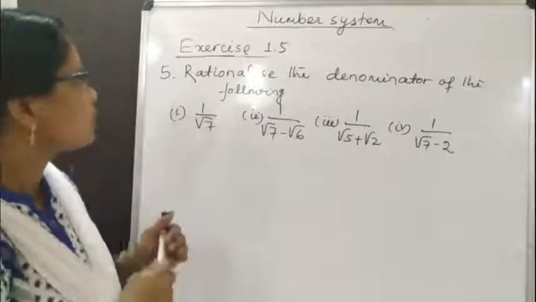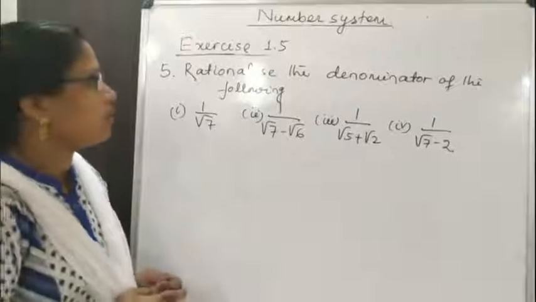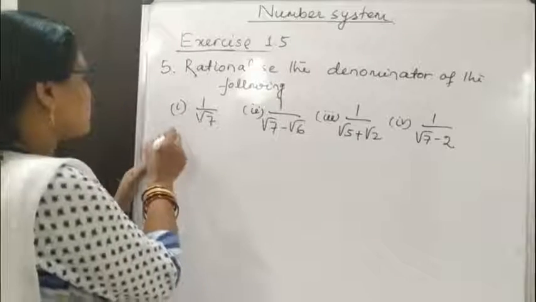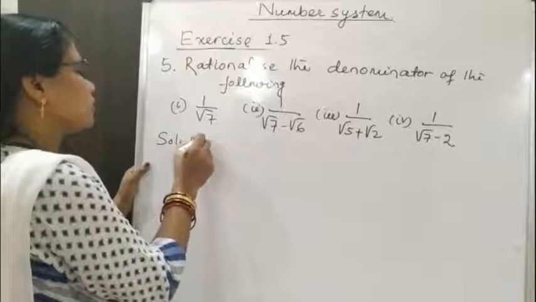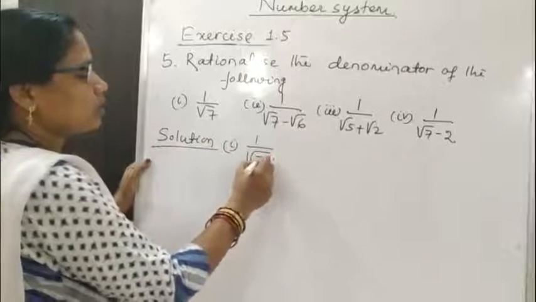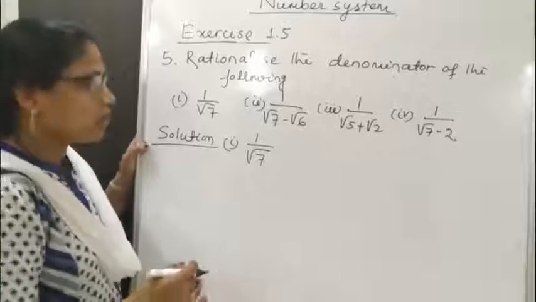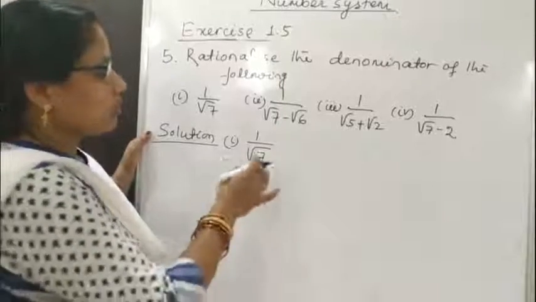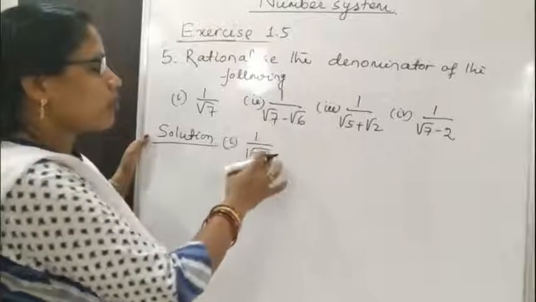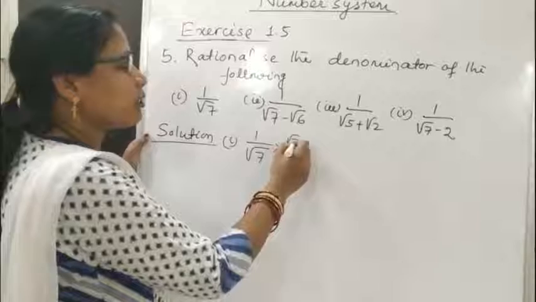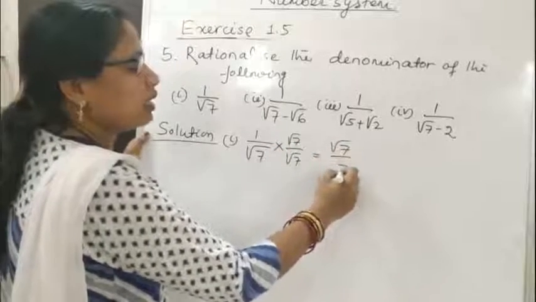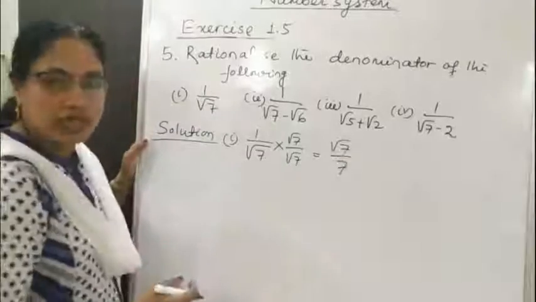Let us solve question number 5 of exercise 1.5. Rationalize the denominator of the following. First one, 1 by root 7. Root 7 is an irrational number in the denominator, so we have to rationalize it. To rationalize the denominator, we multiply by root 7 by root 7. So this becomes root 7 by 7. Here the denominator is rational.